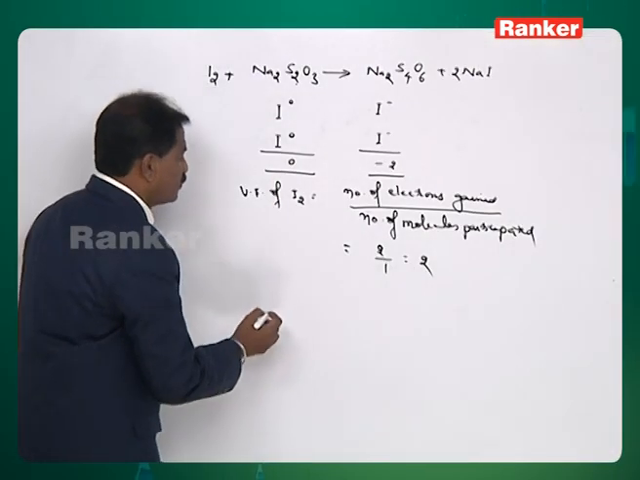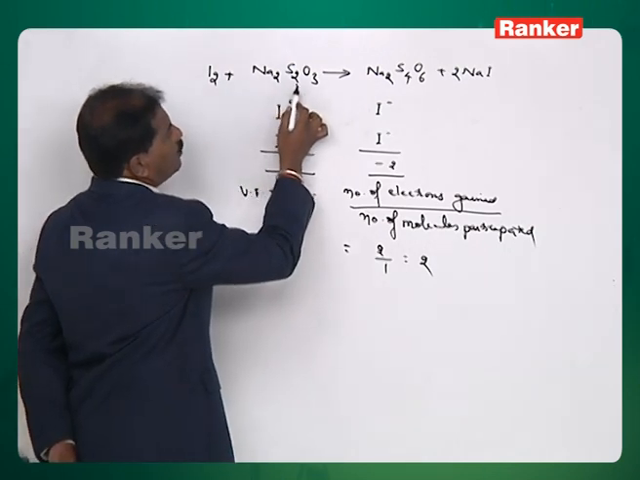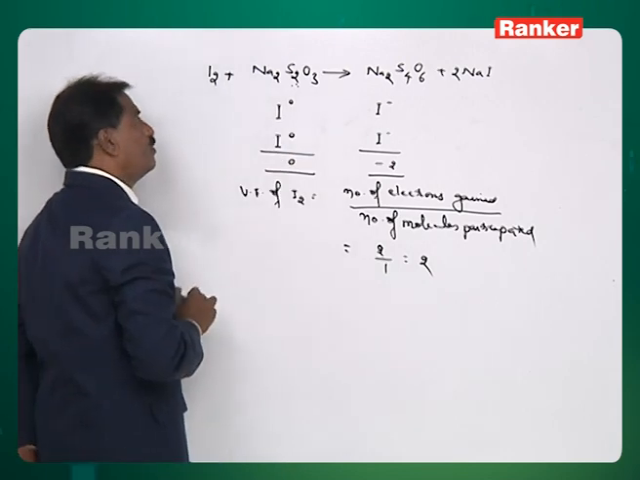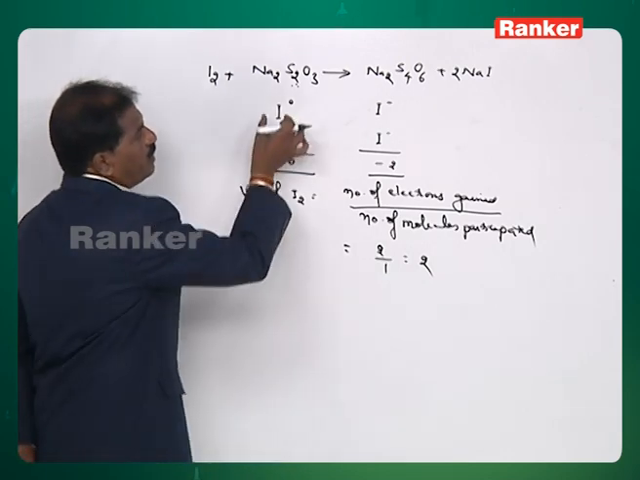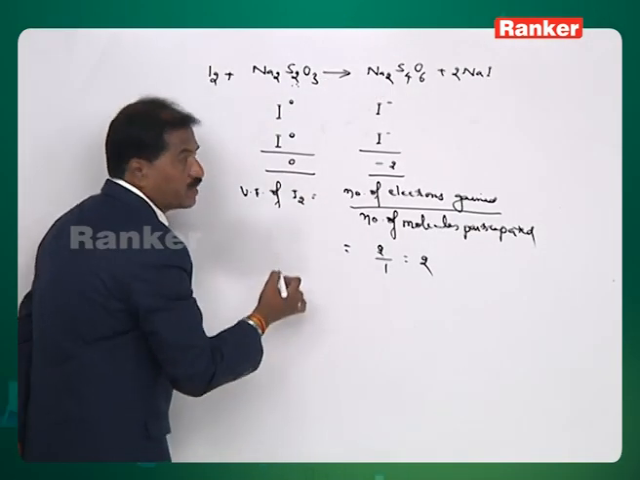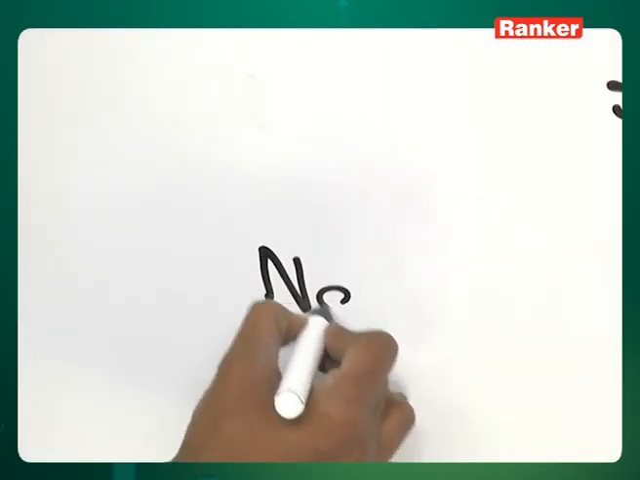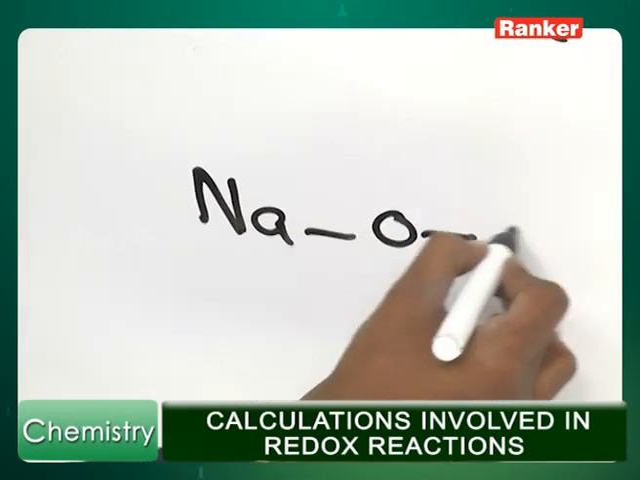Similarly, for hypo, see what is the change in the oxidation state of the hypo from reactant side to product side. For that purpose, we should have an idea about the structure of this Na2S2O3. Based on the structure only, we can find out the change in oxidation state. I will show the structure first.